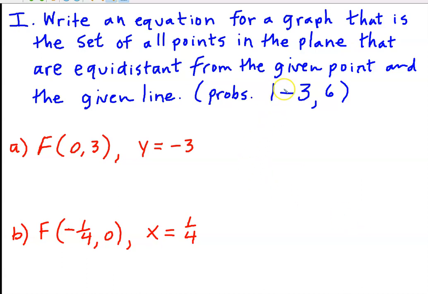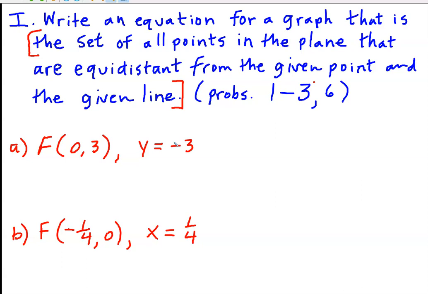Actually, the first two problems, just the first two problems, I want you to do, I'm going to show you how to do these utilizing this definition of a parabola. Okay, so if you notice, the directions are to write an equation for a graph that is the set of all points in the plane that are equidistant from the given point and the given line. So really, you could just say, well, that's the definition of a parabola. It is literally those points.